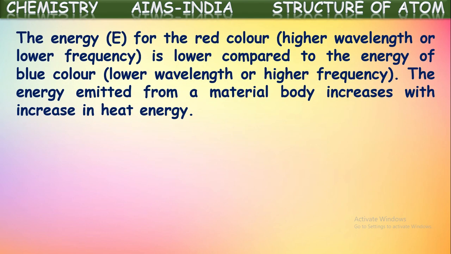The energy E for red color is lower compared to the energy of blue color, because the wavelength of red color is higher, whereas its frequency is lower. But for blue color, wavelength is lower and frequency is higher. So energy is higher for blue color, whereas for red color it is lower. The energy emitted from a material body increases with increase in heat energy. Yes, when heat energy is increased, the energy emitted from a material body also increases.